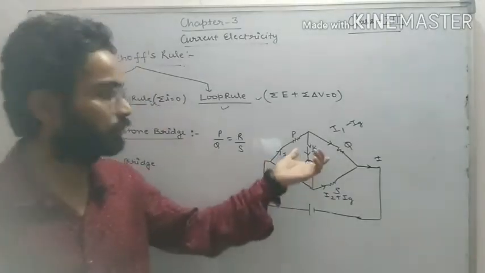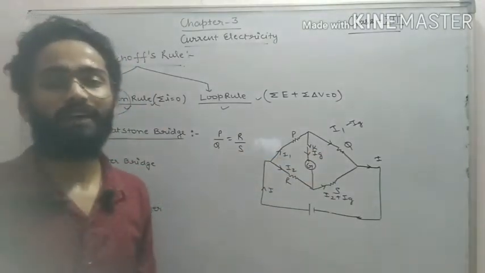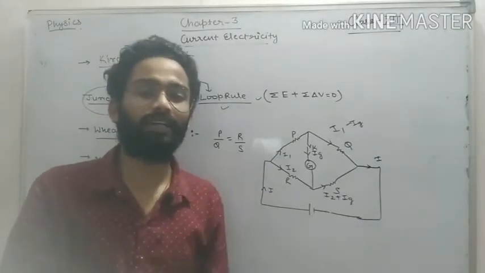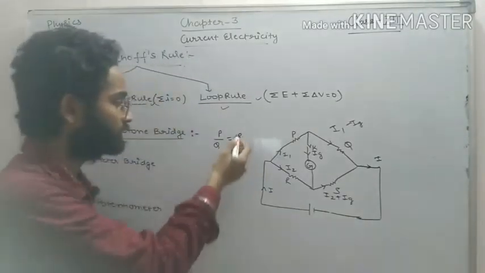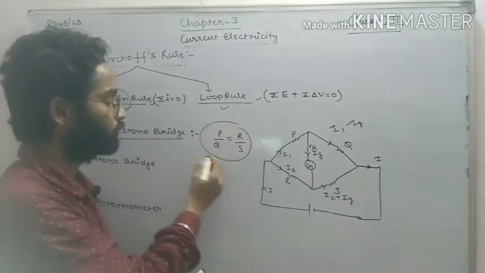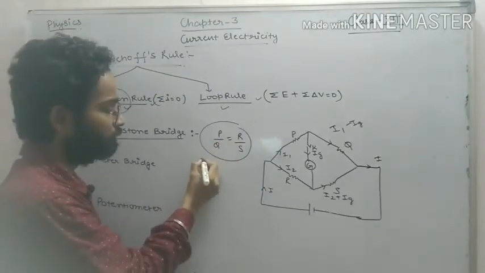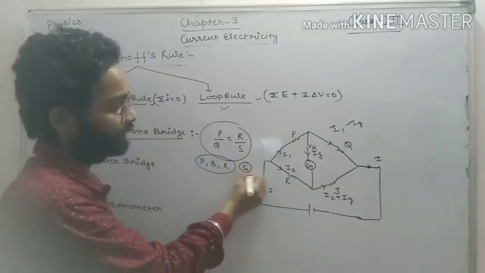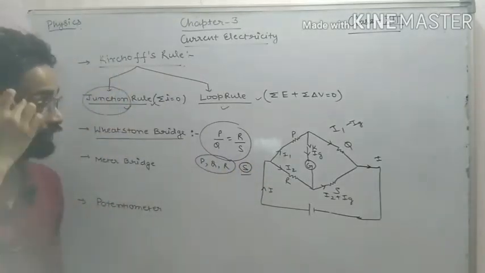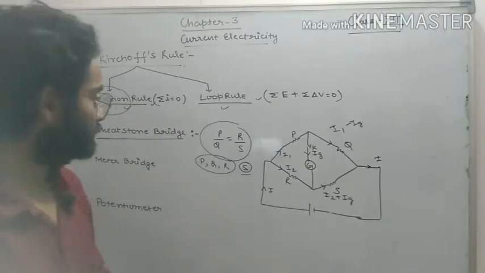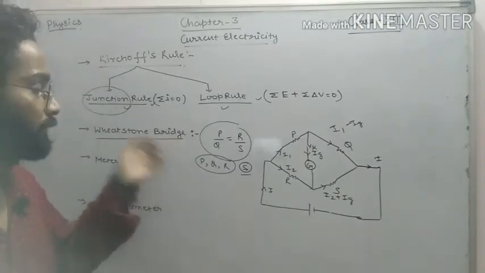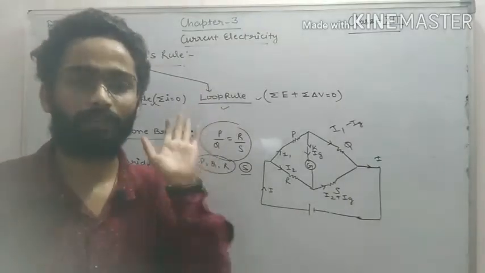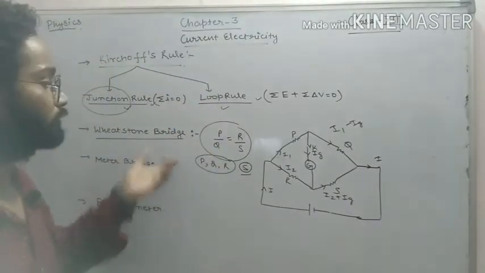It basically works to find out the unknown resistance. If three resistances are given, we can easily find out the fourth one. If we are given P, Q, R, then we can easily find out the value of S. This is a device which is used to find out the unknown resistance, and it is a bridge type of structure. That is why it is called the Wheatstone bridge. So this is the Wheatstone bridge.